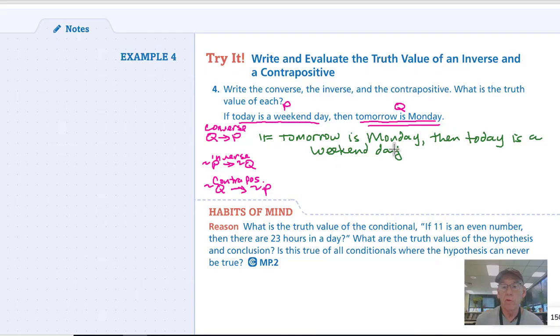And this seems to be a true statement. Assume that tomorrow is Monday, that means today must be Sunday, and Sunday is part of the weekend. So this is a true statement.